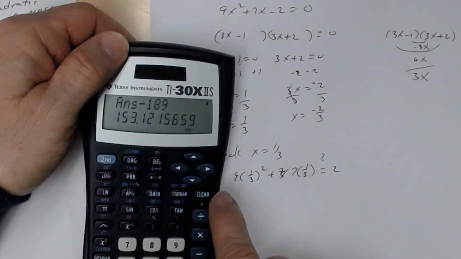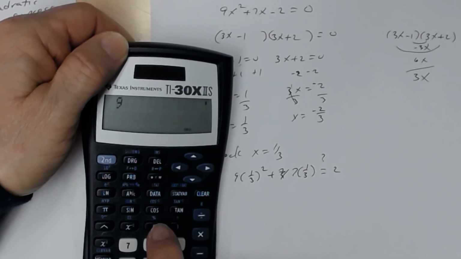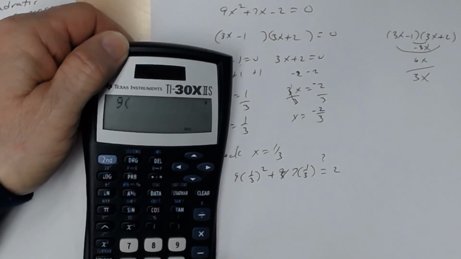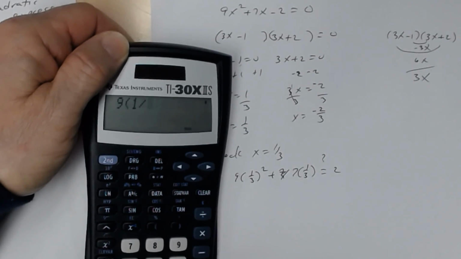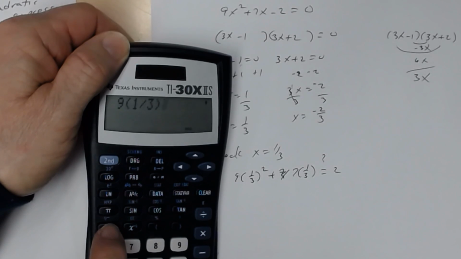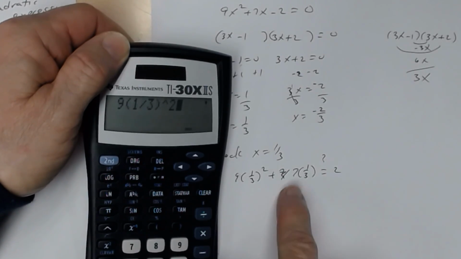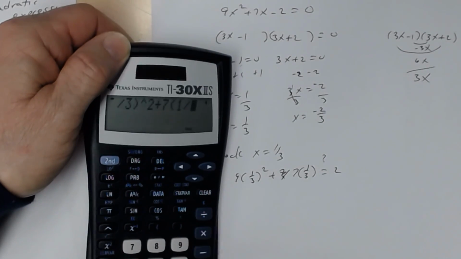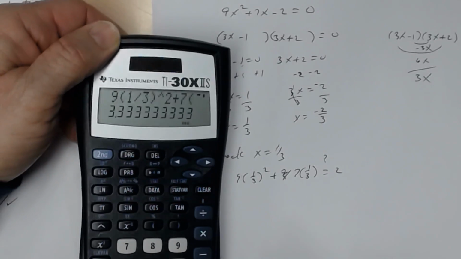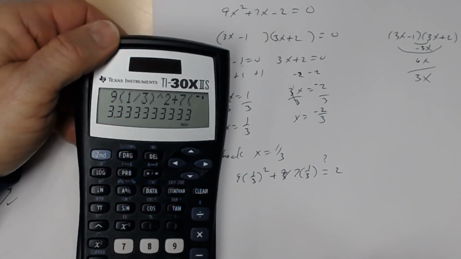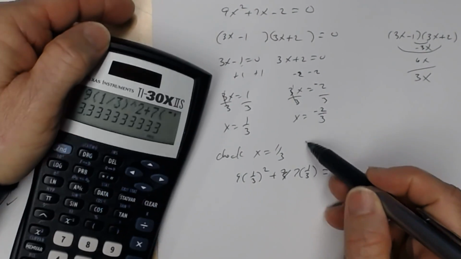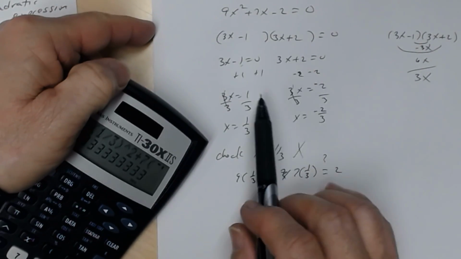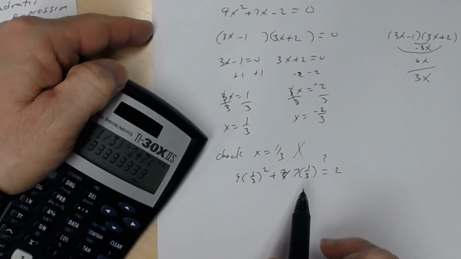Notice what happens. 9 times, in parentheses, 1 divided by 3, close the parentheses. I'm going to square it, so raise to the second power, plus 7 times 1/3, 1 divided by 3, close the parentheses, and then press equal. Do you get 2? The answer is no. You do not get 2. So that just told you that this is not a solution. That meant that something is wrong here, and indeed it was wrong.